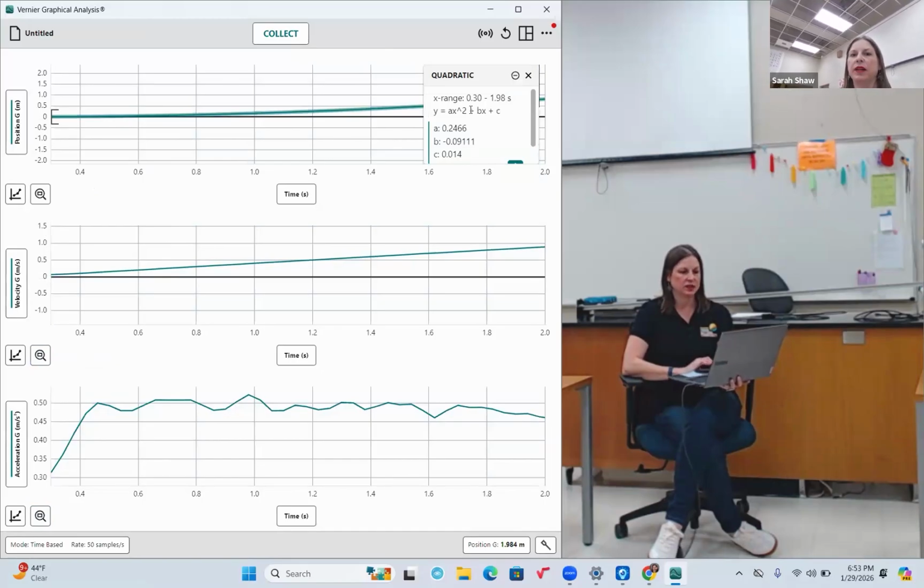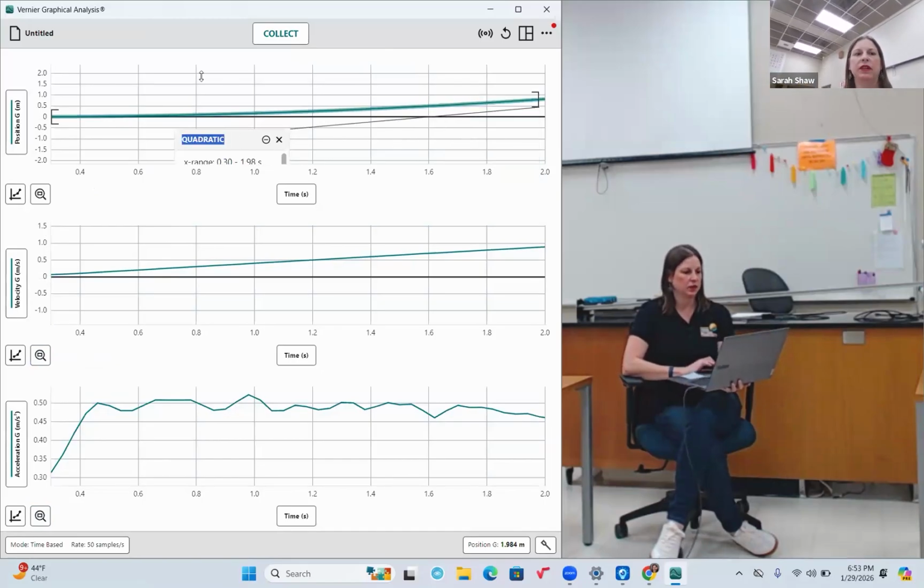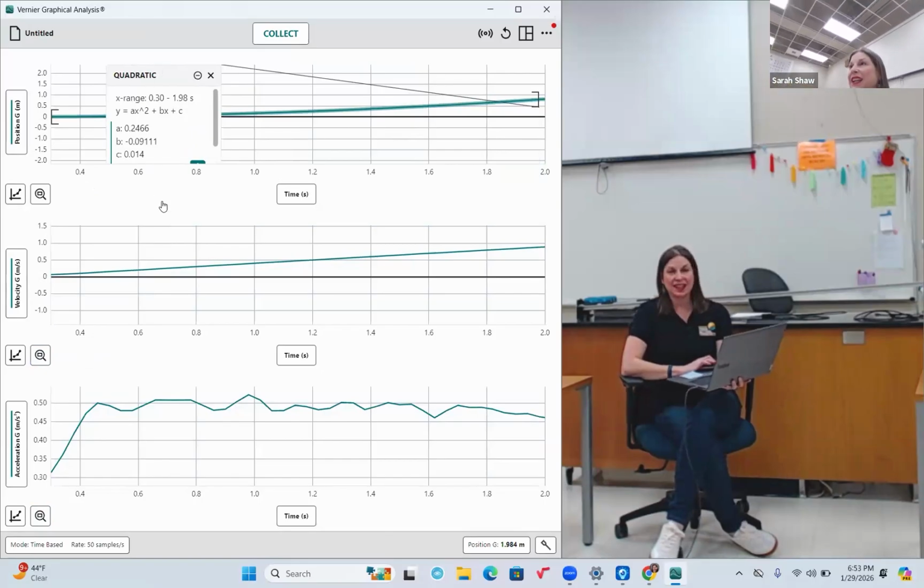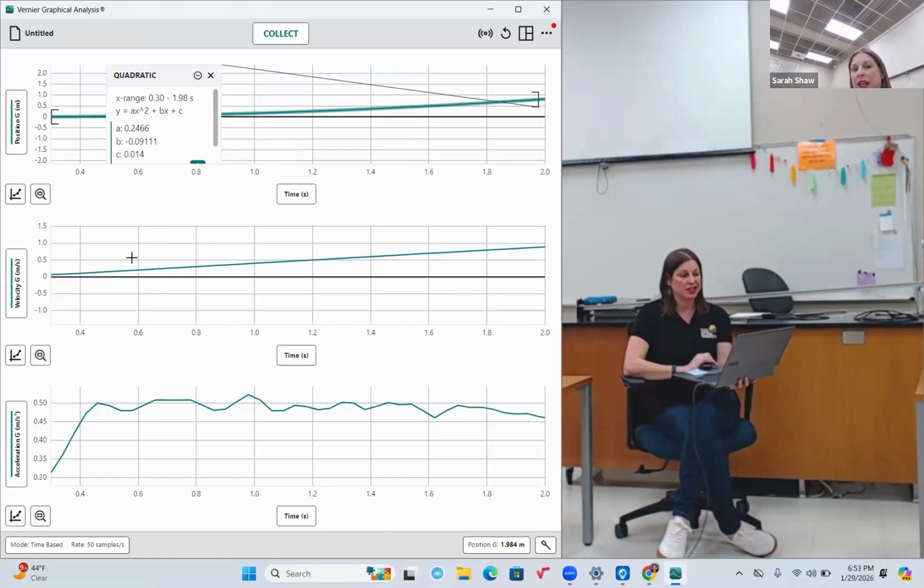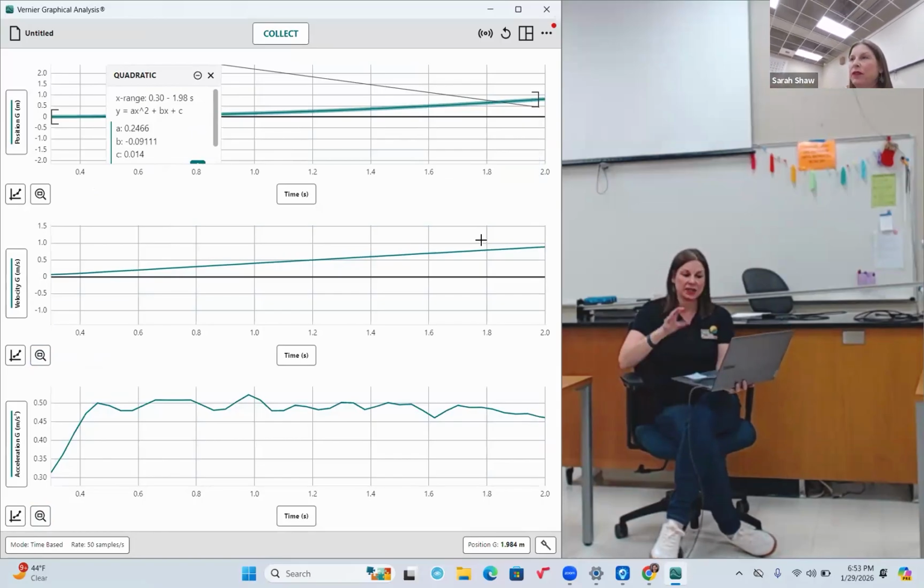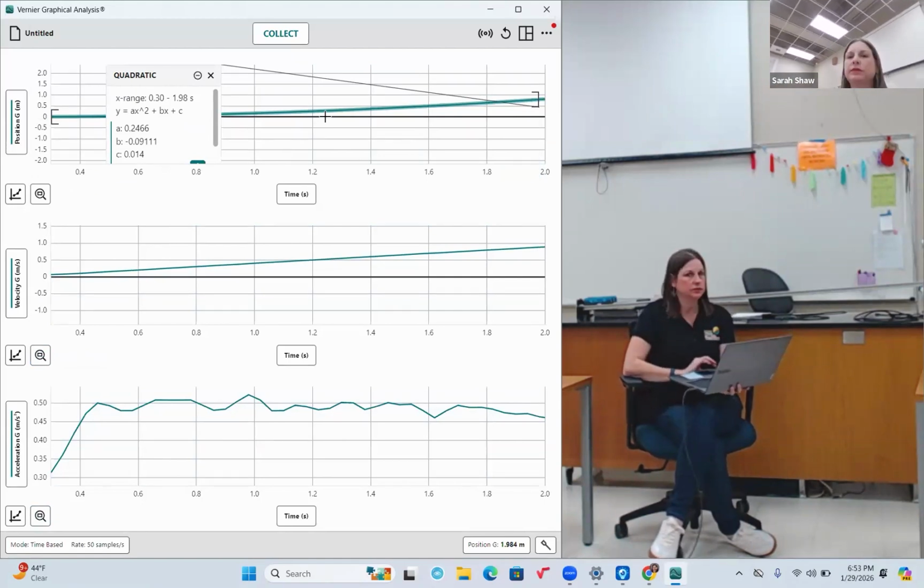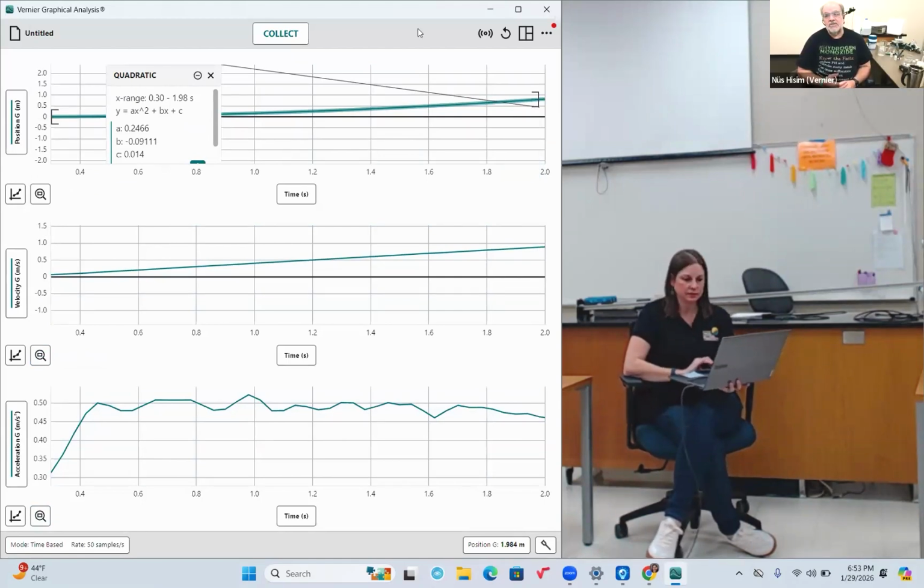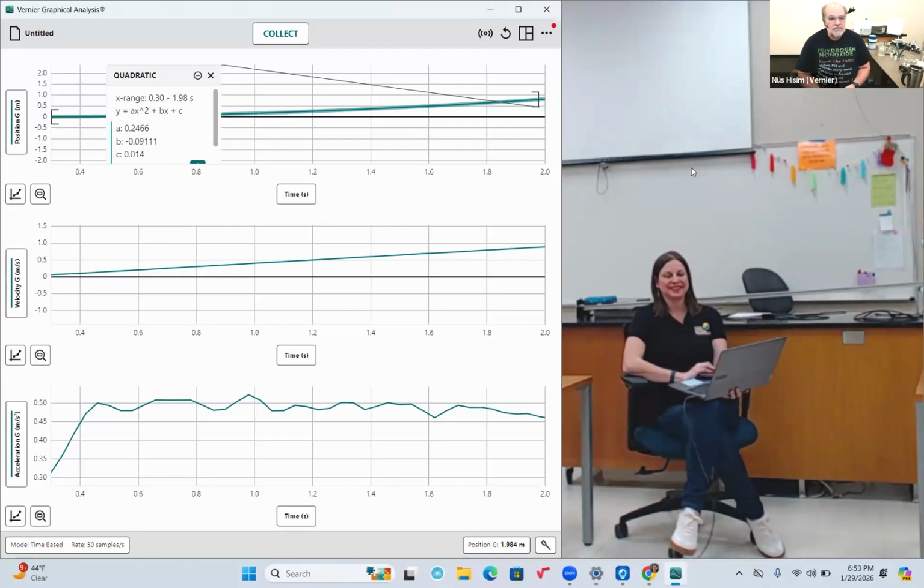Now I've got my screen in the way. But then they can analyze all of that data mathematically as well, and see how that compares to the graph below it and things like that. Mine is more of a qualitative lab, but I have made it quantitative at different levels. It's nice that you could modify this for ninth graders or AP physics, and so that's wonderful.